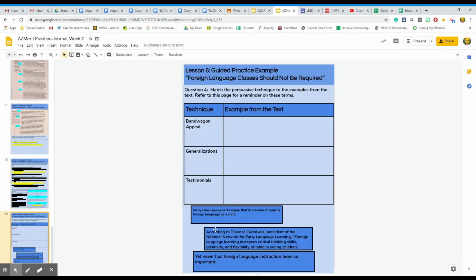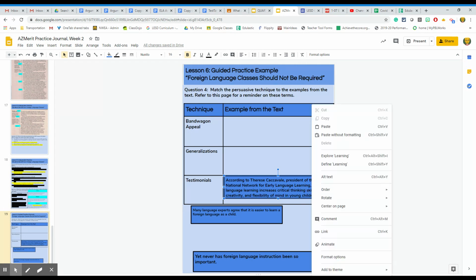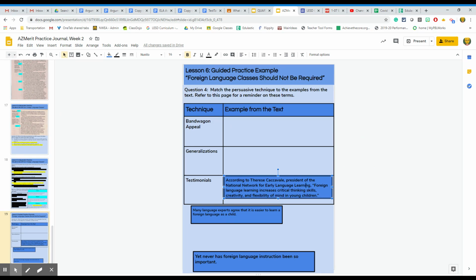And out of these three examples, the testimonial is this box where it says, according to Teresa Cacavalli, president of the National Network for Early Language Learning, foreign language learning increases critical thinking skills, creativity, and flexibility of mind in young children. That's a testimonial. Some of you might be thinking, why isn't this one a testimonial? It has the word expert in it. The reason that this isn't a testimonial is because a testimonial almost always mentions someone specific. This doesn't mention any specific expert, it just says many language experts. A testimonial also almost always has quotation marks because it's taking someone else's words. So these are the words of the expert Teresa Cacavalli. That's why this is a testimonial.